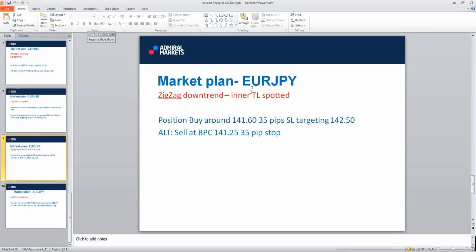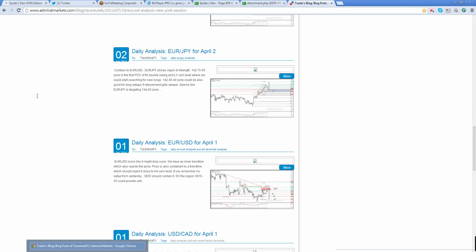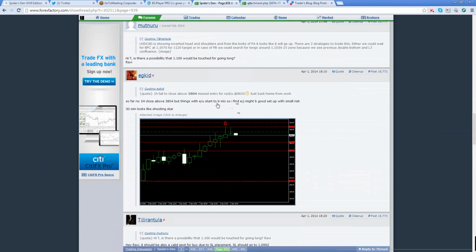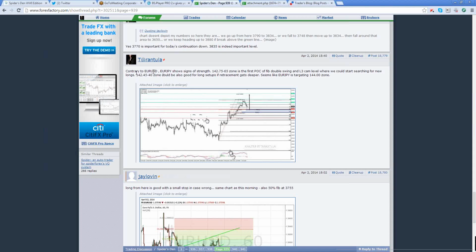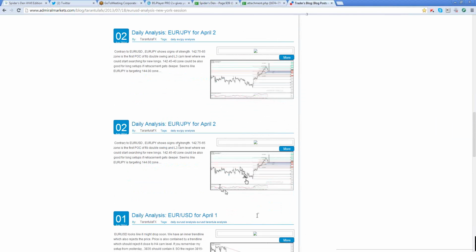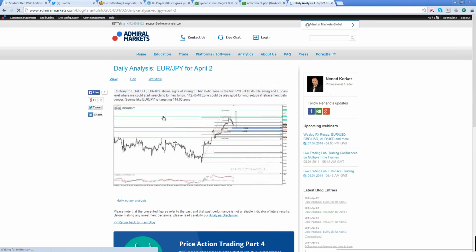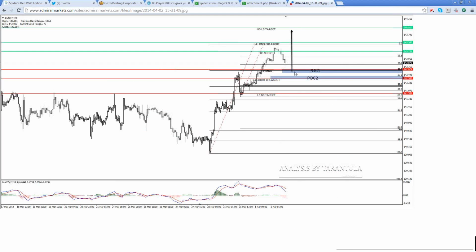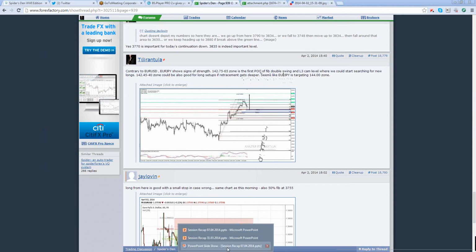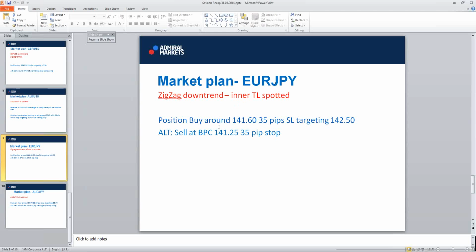Euro Japanese Yen, this was our setup, and basically I gave a potential buy trade around 141.60, 35 pip stop loss. Then I noticed that the entry position might be a little bit above it, and this was my analysis here, and also on the Admiral Markets blog. Look at this, I gave additional advice for a possible additional setup because I traded it also. And what happened? The price went there and jumped subsequently to the upside. That was a nice 70 pips from that trade.